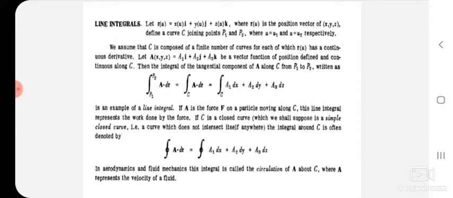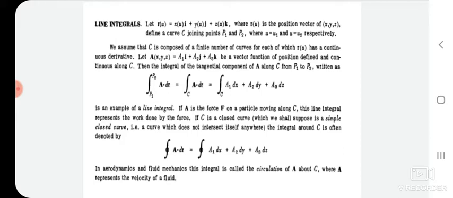Today, we are going to discuss line integral, surface integral, and volume integral. Basically, these are mathematical terms, but if you want to understand physics, then you must know all these mathematical concepts. That's why these concepts are included in the BSc first year mathematical methods in physics paper. Okay, first we will discuss line integral, then surface integral and volume integral.